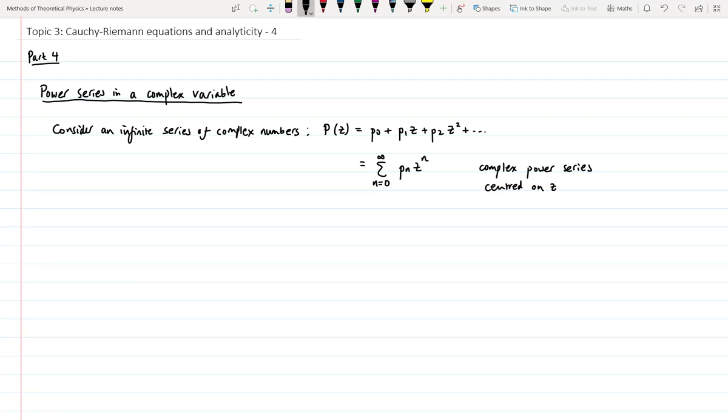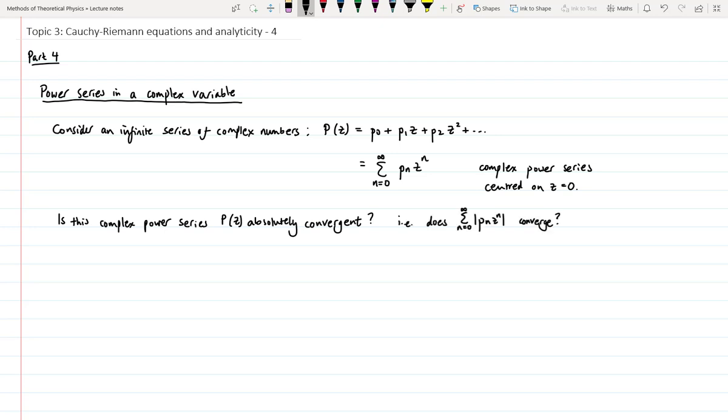about z equals 0. We saw in topic 2 how to investigate convergence for real series. How do we go about that for complex series? We ask the question, is this complex power series P of z absolutely convergent? In other words, the ordering of the terms doesn't affect the convergence. As before, we can apply the ratio test again.